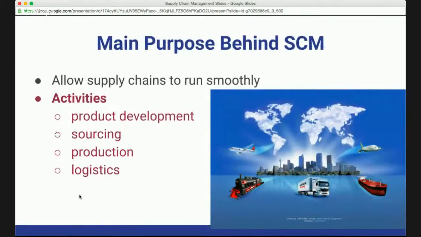So the supply chain has one main purpose, and this is to make sure that it runs smoothly. Some activities that are included in the supply chain include product development, sourcing, production, and logistics.